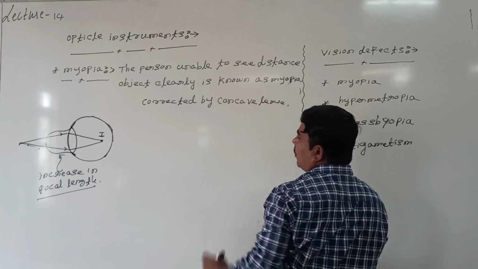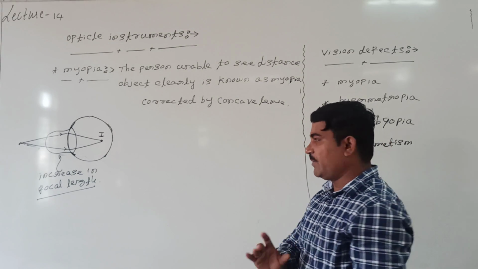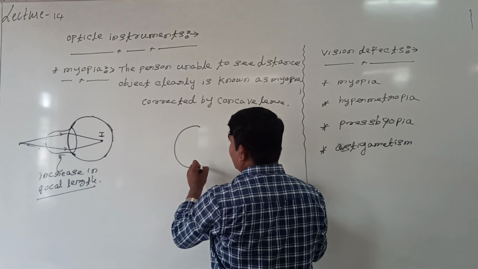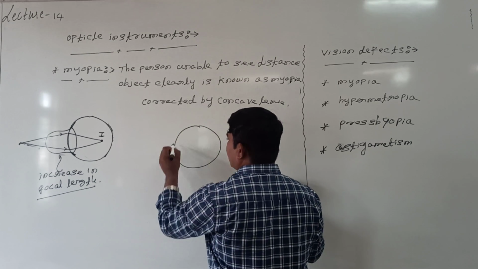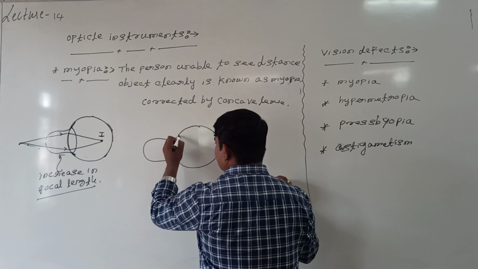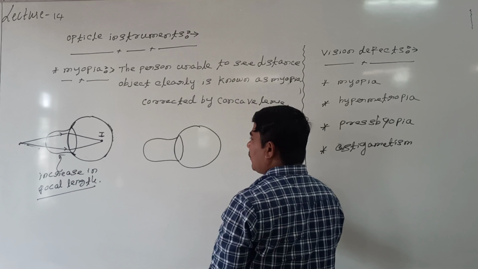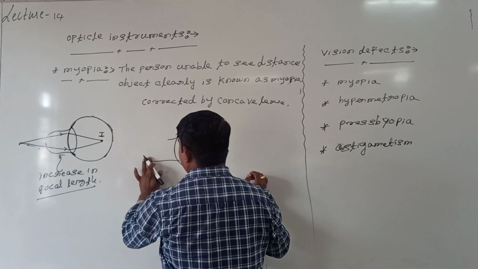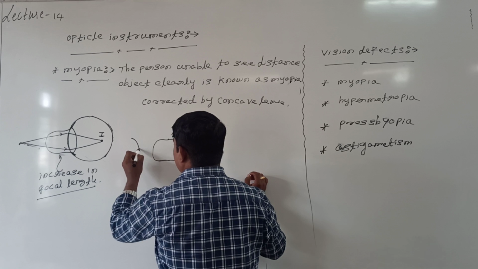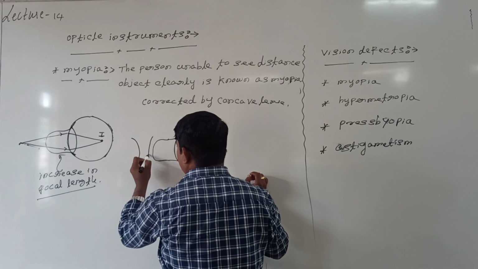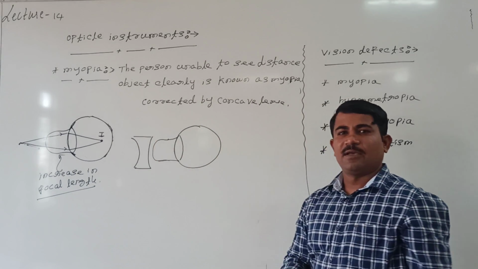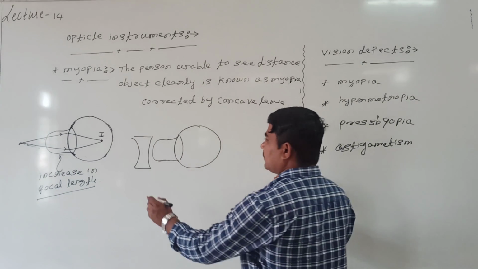How is it corrected? With a concave lens of suitable focal length, we will see. Again, I can take the structure of the human eye, normal structure of the human eye. This part I can call the cornea. This I can call the eye lens. Right or wrong? Now in front of this eye, what to use? We have to use a concave lens. Right or wrong?